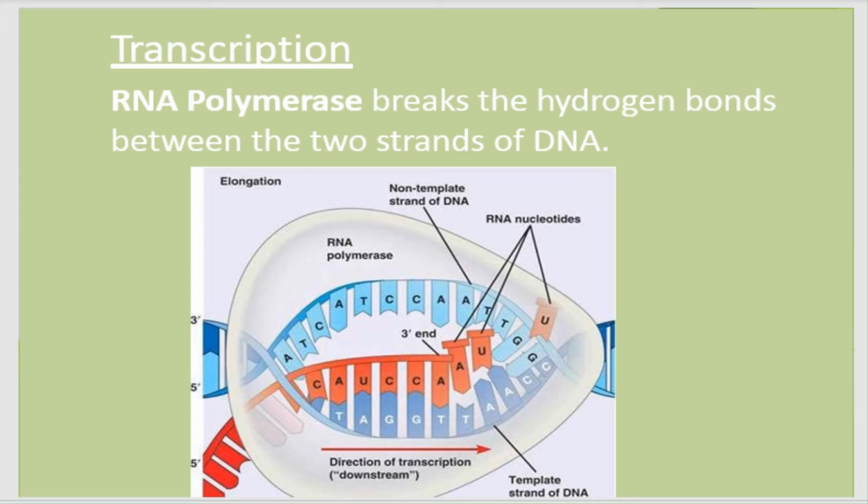In transcription, RNA polymerase breaks the hydrogen bonds between the two strands of DNA. So what is this RNA polymerase? This RNA polymerase is an enzyme which is the precursor of the transcription process. It will stick to the double-stranded DNA and the hydrogen bonds will be broken. Once the hydrogen bonds are broken, transcription will follow. RNA nucleotides that are complementary to the coding of the DNA will then be added.